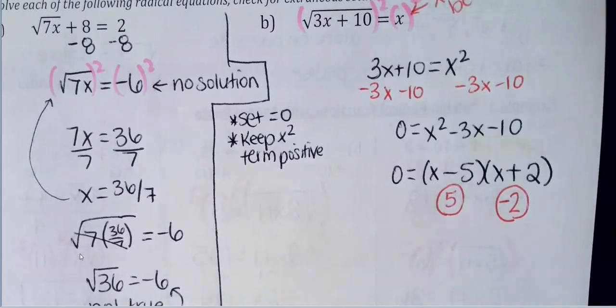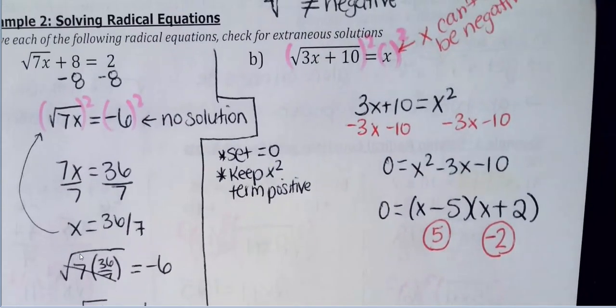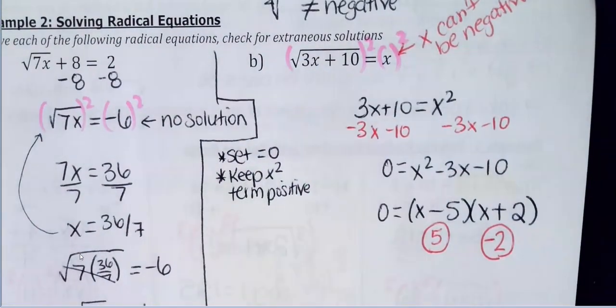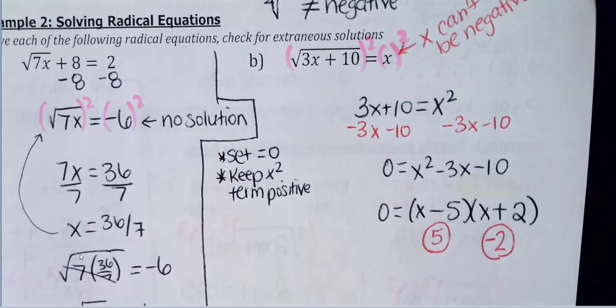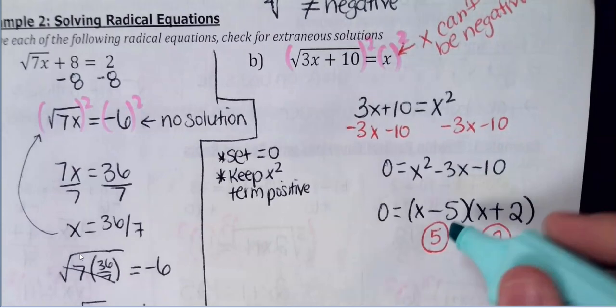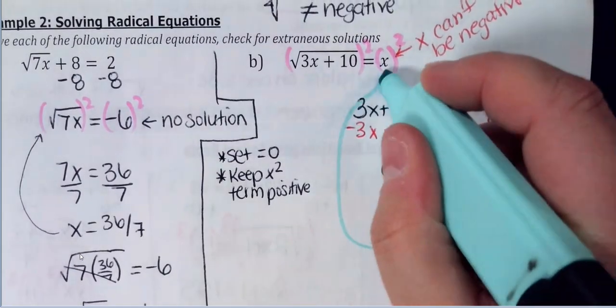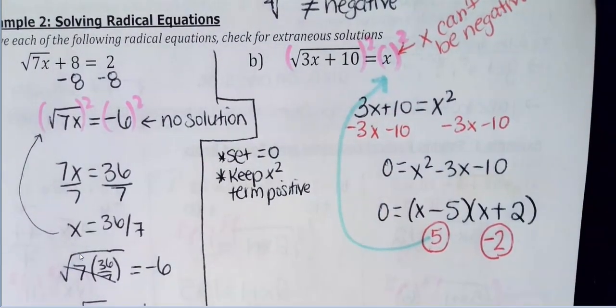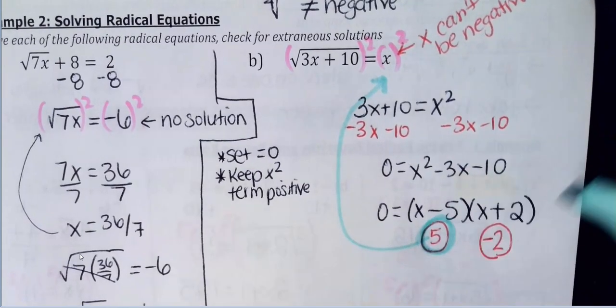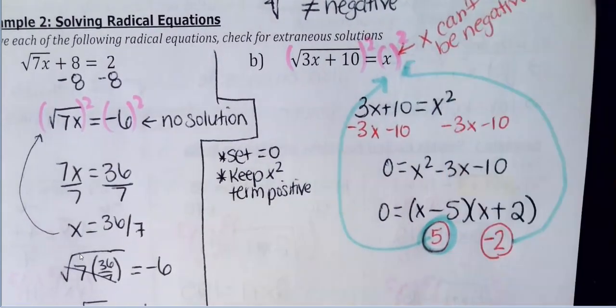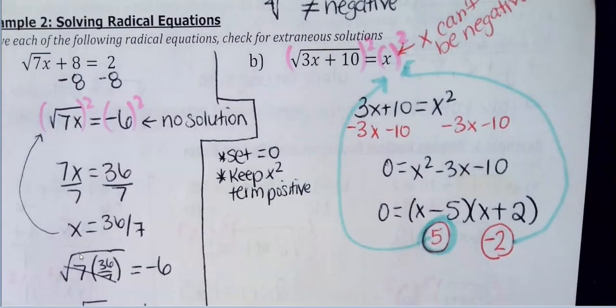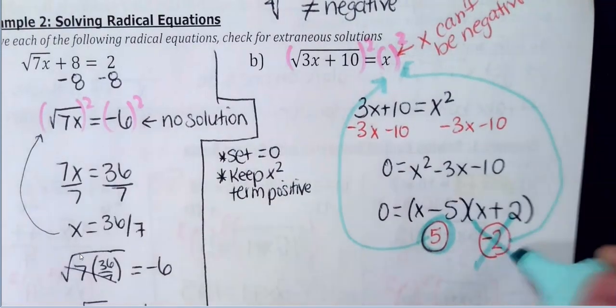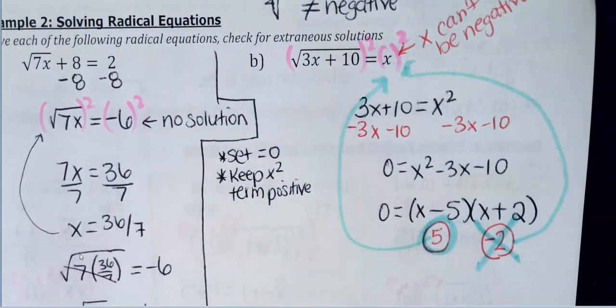Okay, now here's the deal. Remember, if you have your radical and it's equal to a variable or an expression, you got to check to make sure your answer doesn't make that negative. All right, so if I plug in 5, we'd just be equal to 5, no problem. Okay, this would work. If I plug in negative 2, then I have a square root equal to negative 2. Can't have a square root equal to a negative number. So the answer here would be 5, and that negative 2 would be extraneous or extra.